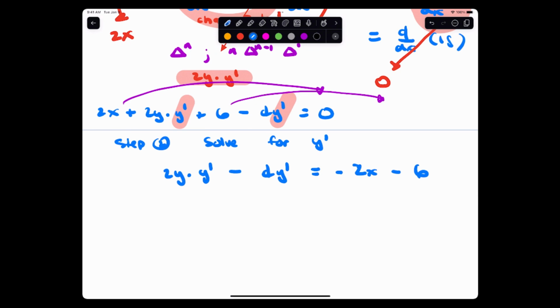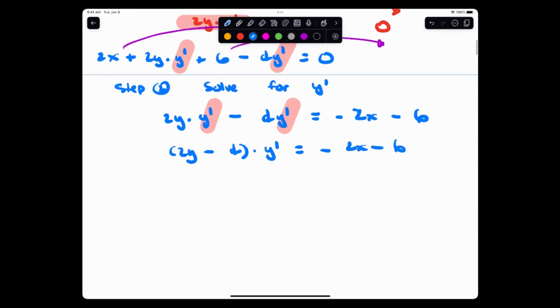And then you might say to me, well, how do I get my y prime here? Well, factor out y prime. So now you're going to have 2y minus 4 times y prime will be negative 2x minus 6. How do I get y prime again? Divide both sides now by 2y minus 4.